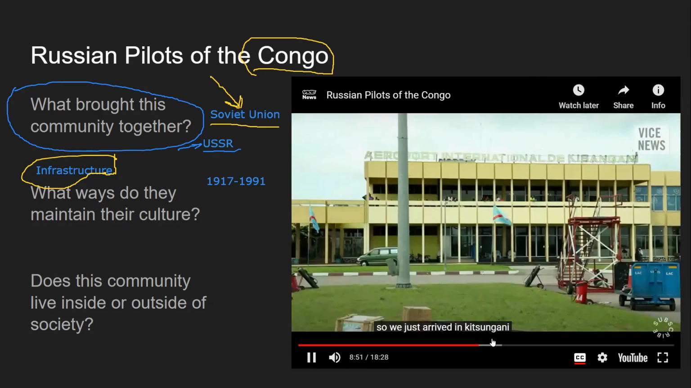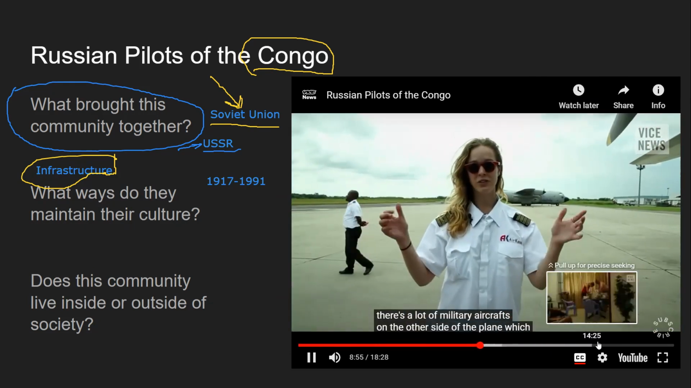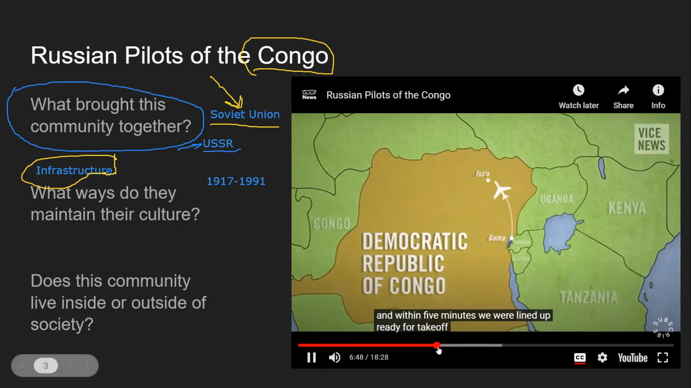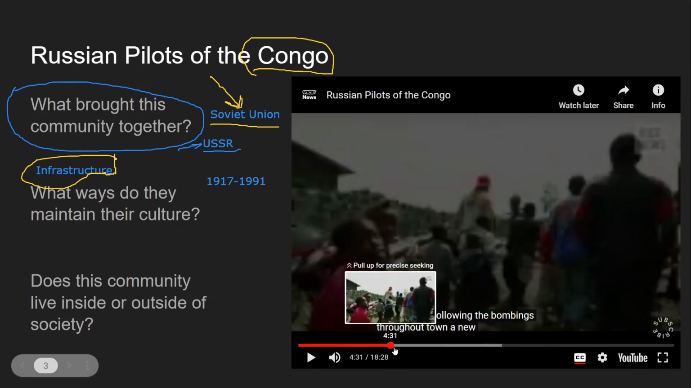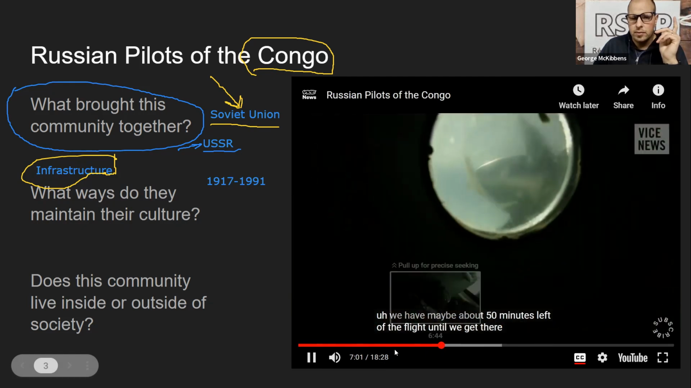Re-upped on a fresh stock of hair conditioner, and then it was off to Kisangani, our last stop of the day before returning home to Goma. So we just arrived in Kisangani, and there's a lot of military aircraft on the other side of the plane, which is why we're facing this direction.